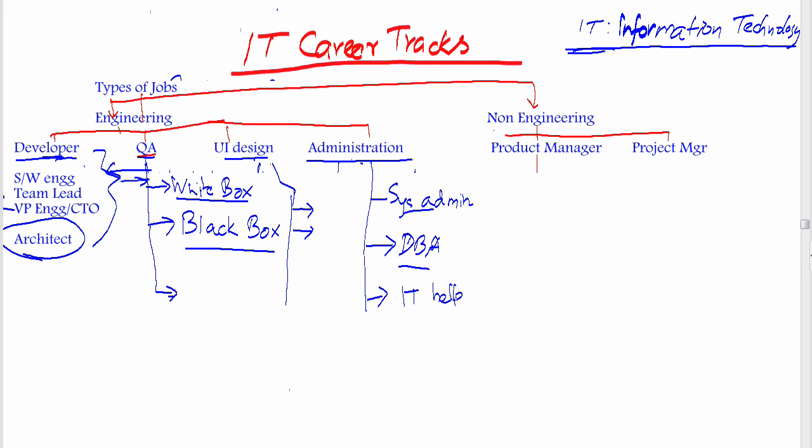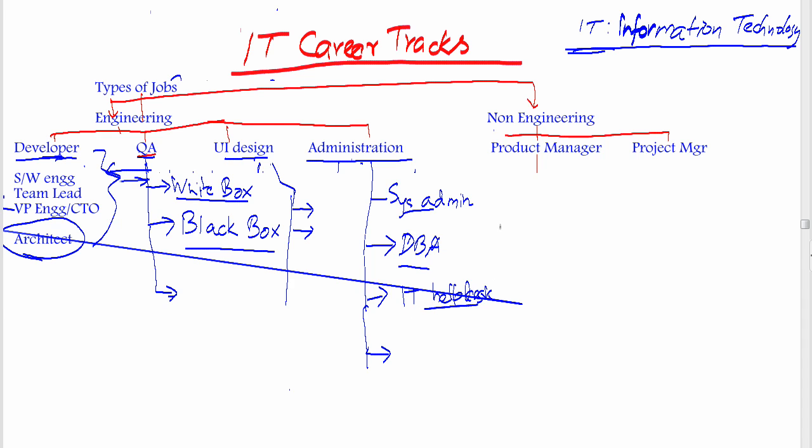IT help desk is again an administrative role. I think there's some problem that happened, that's why we ended up drawing a line, but I think you can still read the text. So IT help desk is in the administrative category. The only thing is that it is a little bit lower level than sysadmins. A typical IT help desk would serve the desktops or laptops and make sure they don't have viruses and have the latest software. If somebody is having a problem, they may have to go to the person's desk and help them out.